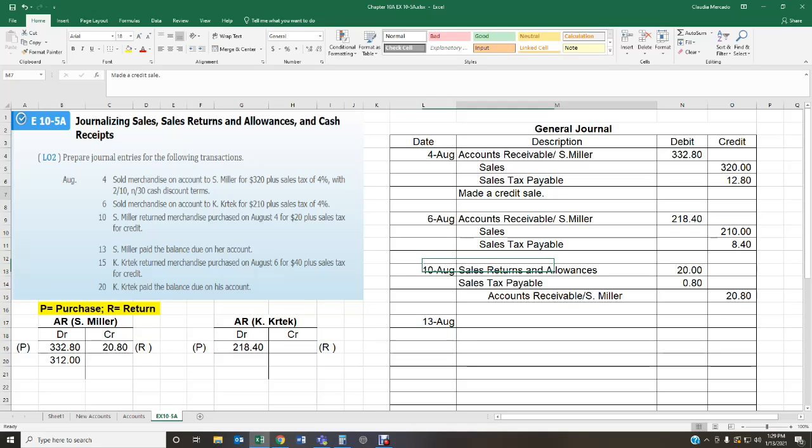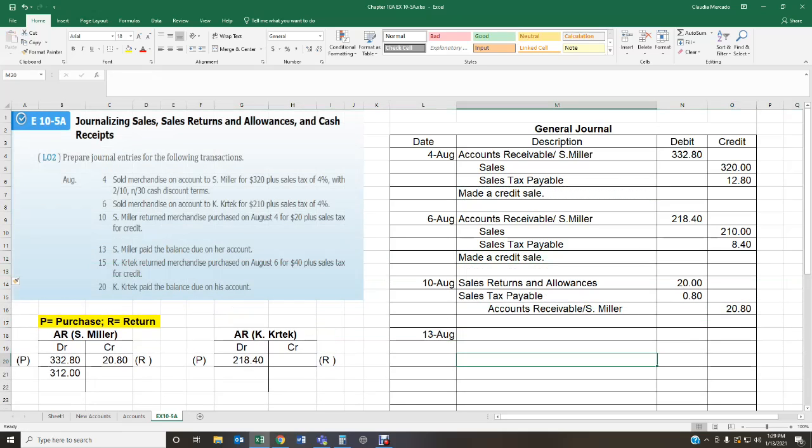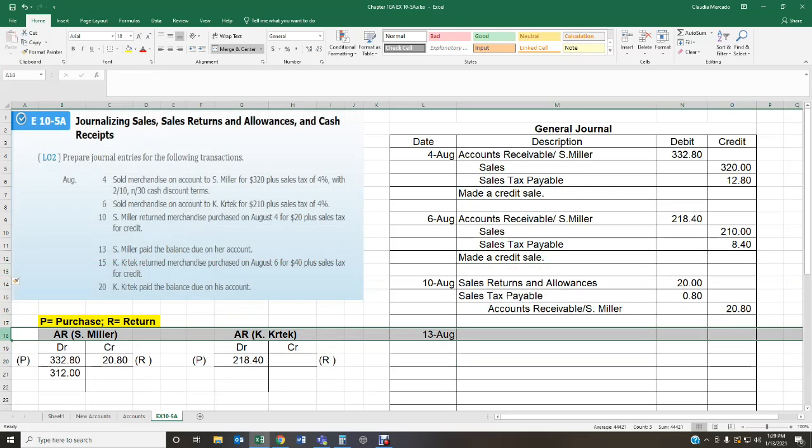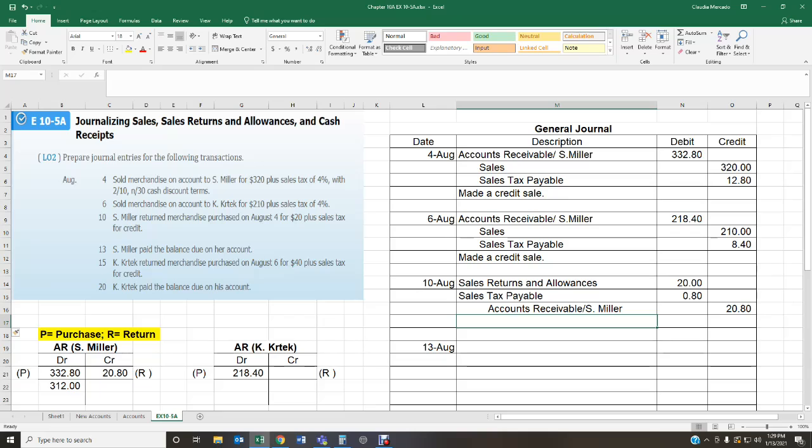Okay, we made a credit sale there. That way we have our descriptions. We should have a description for every transaction, that way we know what is going on in each transaction. So the first two were a credit sale. The third transaction was a return of merchandise. The fourth transaction is Miller paid the balance due on her account.